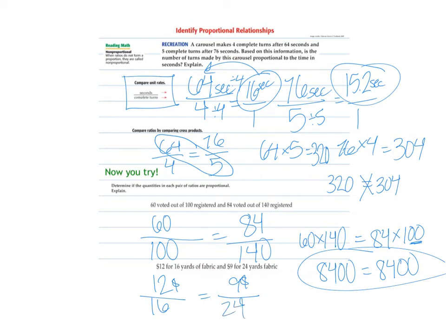And I'm going to write 12 times 24, and I'm going to see if that's proportional to 16 times 9. So 12 times 24 is equal to 288, and 16 times 9 is equal to 144. So I can see here that they are not proportional, okay?